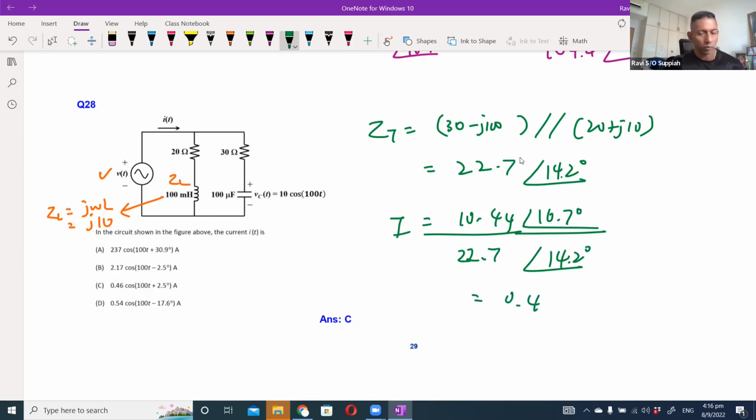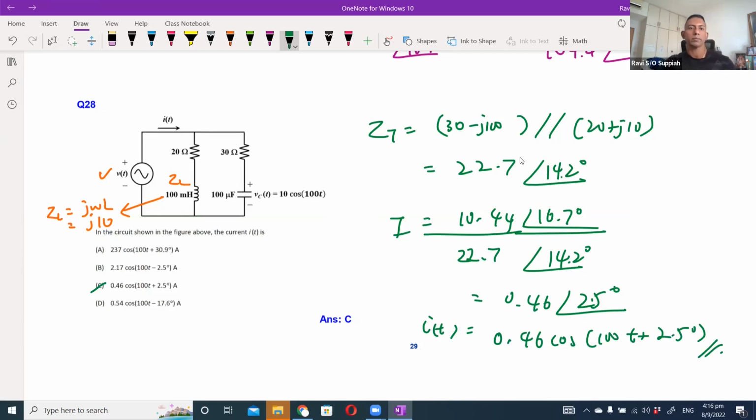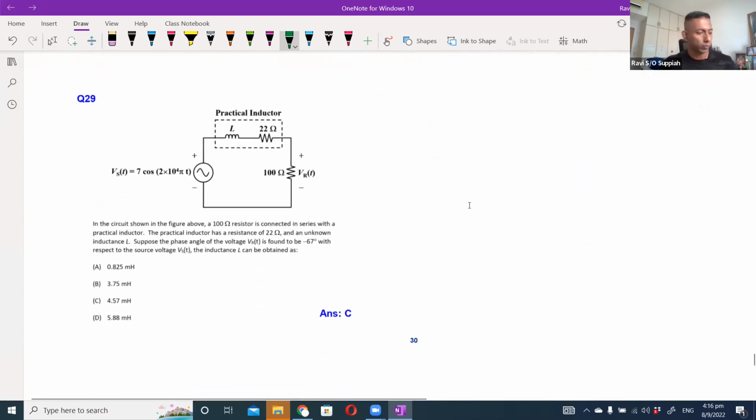So 0.46 angle 2.5 degrees, and the expression will be 0.46 cosine(100t + 2.5 degrees). Answer C. It's the same again, same parallel resistance, Ohm's law, only applied to phasors.